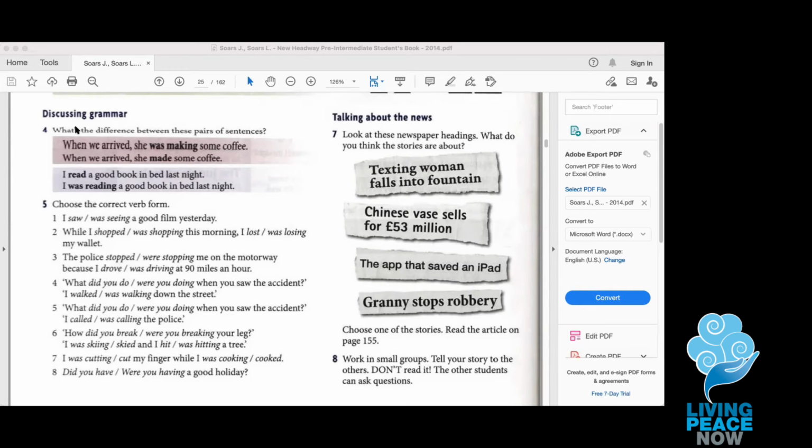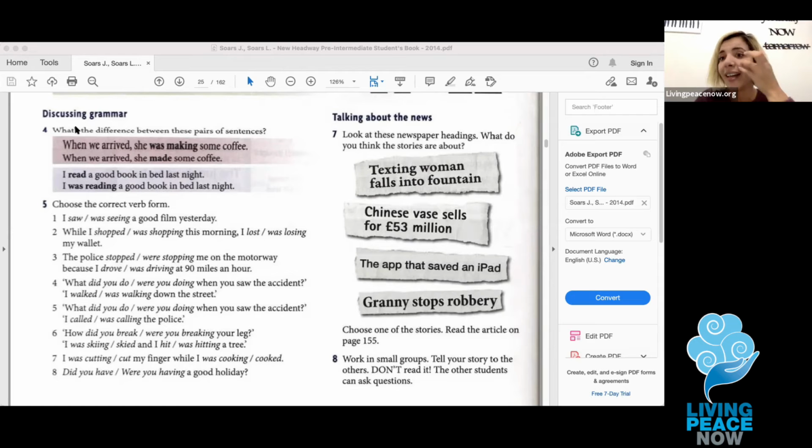But in the second one, the action is still going on. In the second one, it means we don't know, maybe I stopped, I was sleepy and I stopped in chapter number 3 or chapter number 2, but it doesn't say that I finished the book. It doesn't give information that the action is continued.